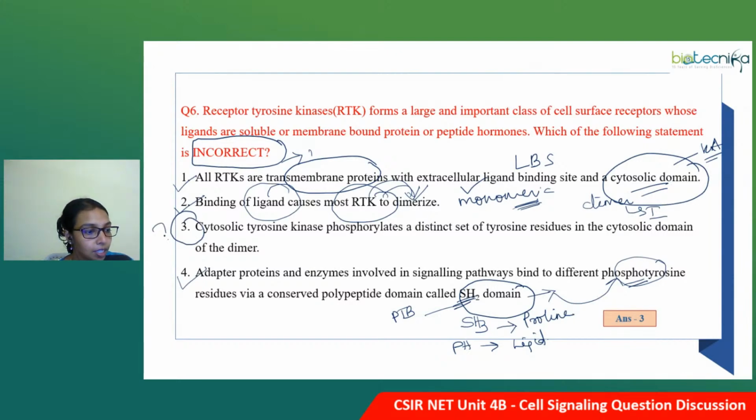Why is statement 3 incorrect? As I can see, the majority of you have given the correct answer. Why is statement 3 incorrect? Can anyone provide me the explanation? What is given? Cytosolic tyrosine kinase phosphorylates a distinct set of tyrosine residues present in the cytosolic domain of the dimer. Why is this incorrect?